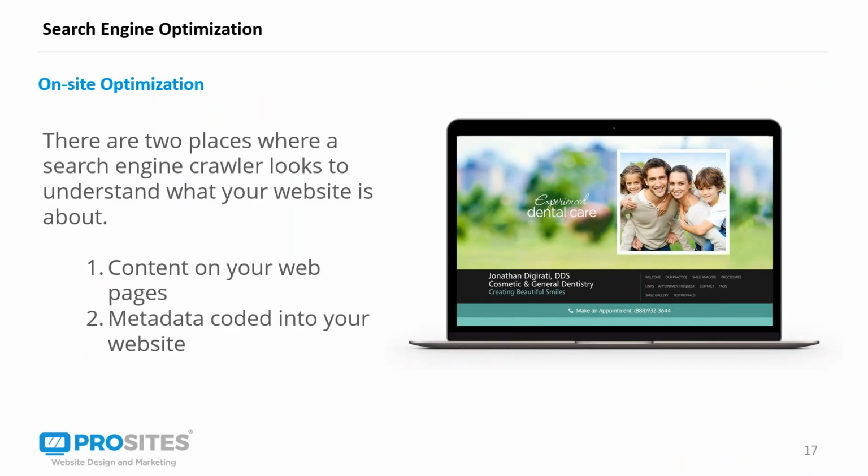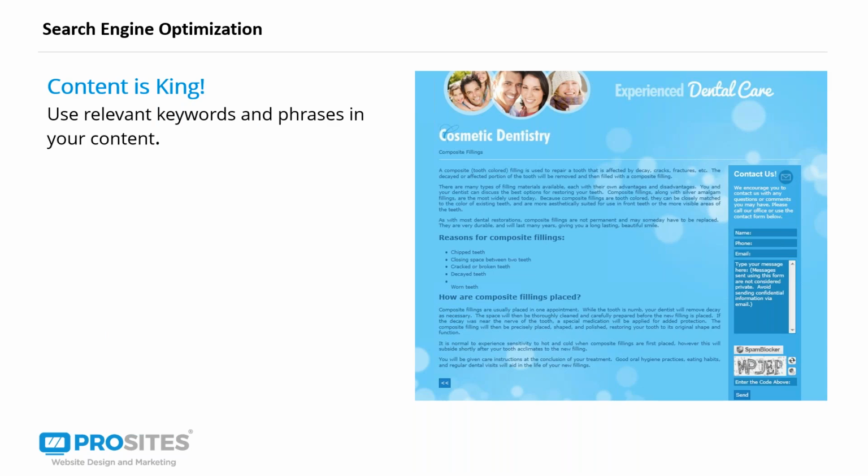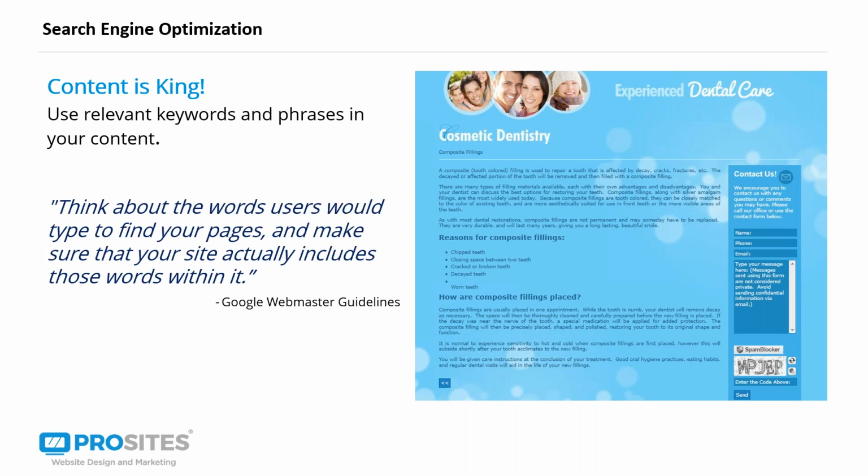When we talk about on-site optimization, two big places you're going to look at: the content on your web pages and then the metadata that's in your website. Maybe you've heard before, content is king. It's a phrase that basically talks about having good, solid content is what's going to bring people to your website. So what you want to think about are the words and the phrases people are searching to find what you offer, and then making sure you have a page, you have content that talks about it.